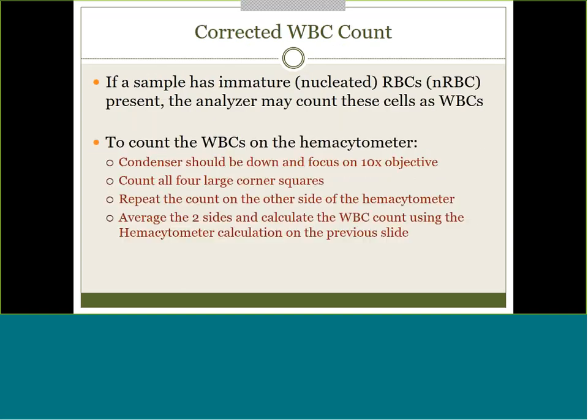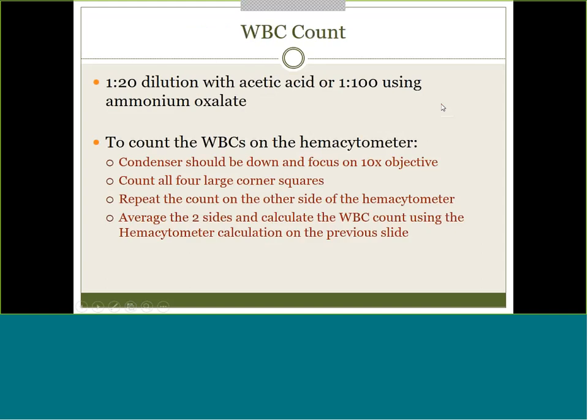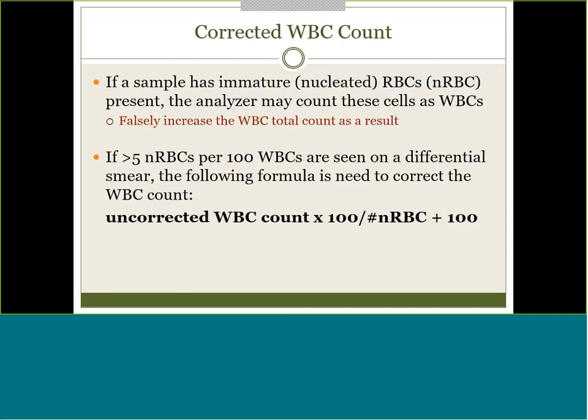All right, so that is a hemacytometer calculation. It's the same thing for white count, red count, or platelet count. They just use a standard dilution, and then they'll use different cells or squares to count the cells. There's also what we call a corrected white count, and we still do this to this day. This has to be done even with our automated analyzers, actually because of automated analyzers.